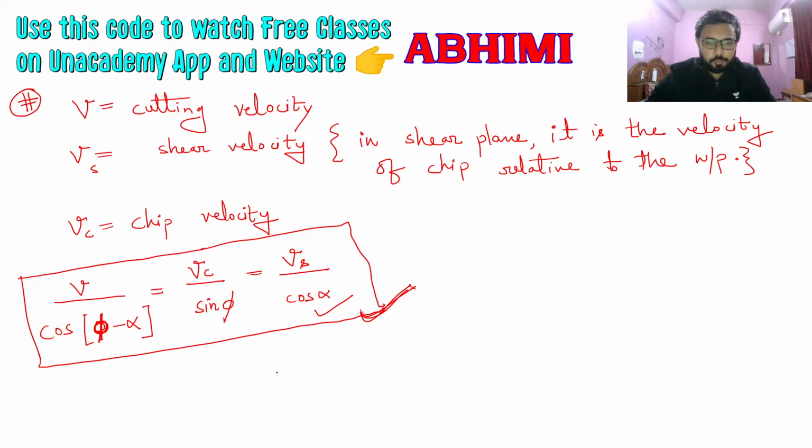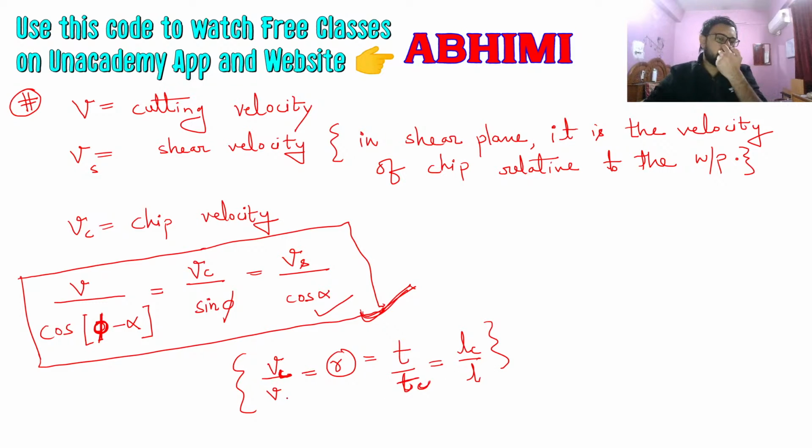You can also find the relation between this VC, that is chip velocity, divided by this cutting velocity, equal to R, equal to this T by TC, equal to the LC by L, and this can also be used to find this chip velocity if cutting velocity is given, and if you have means to find r.